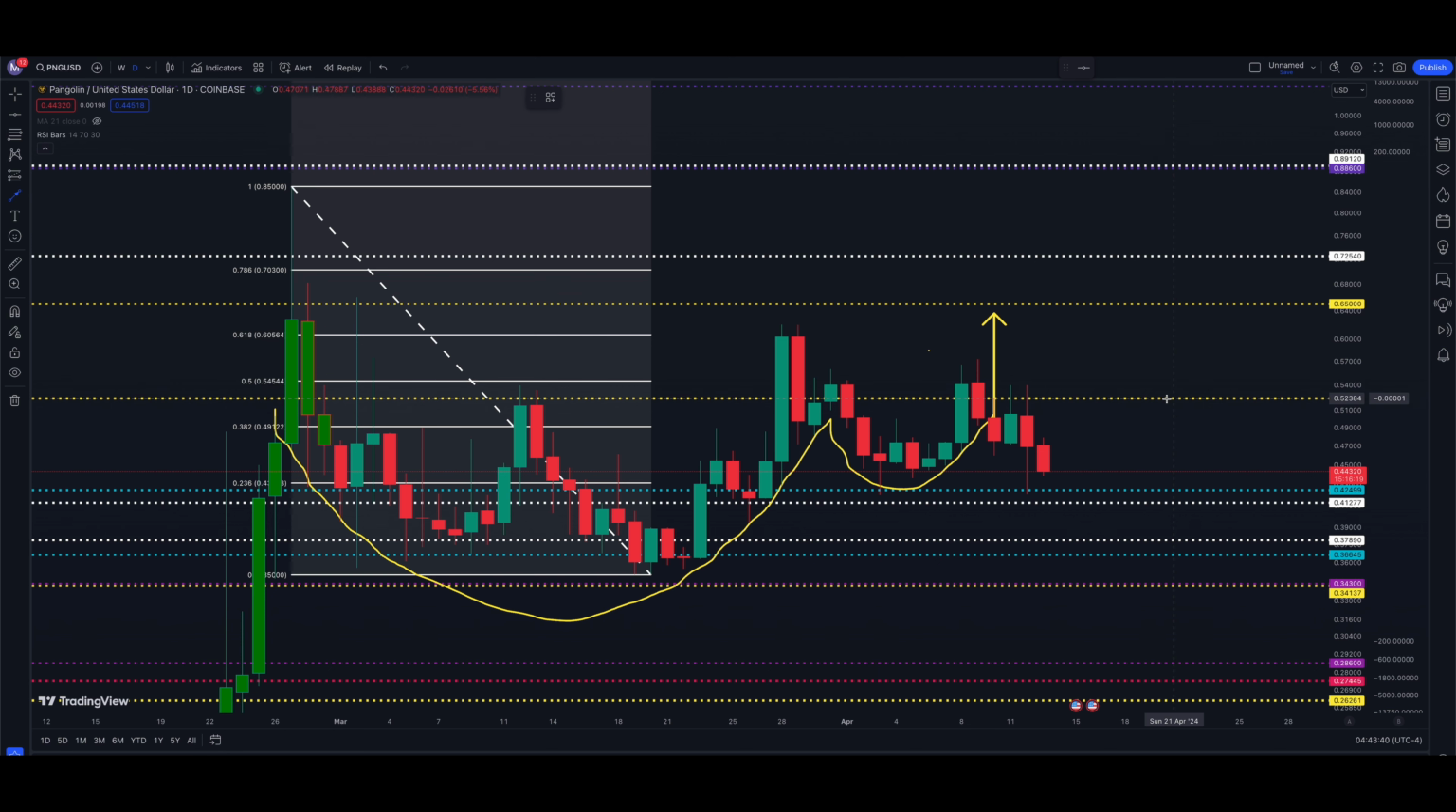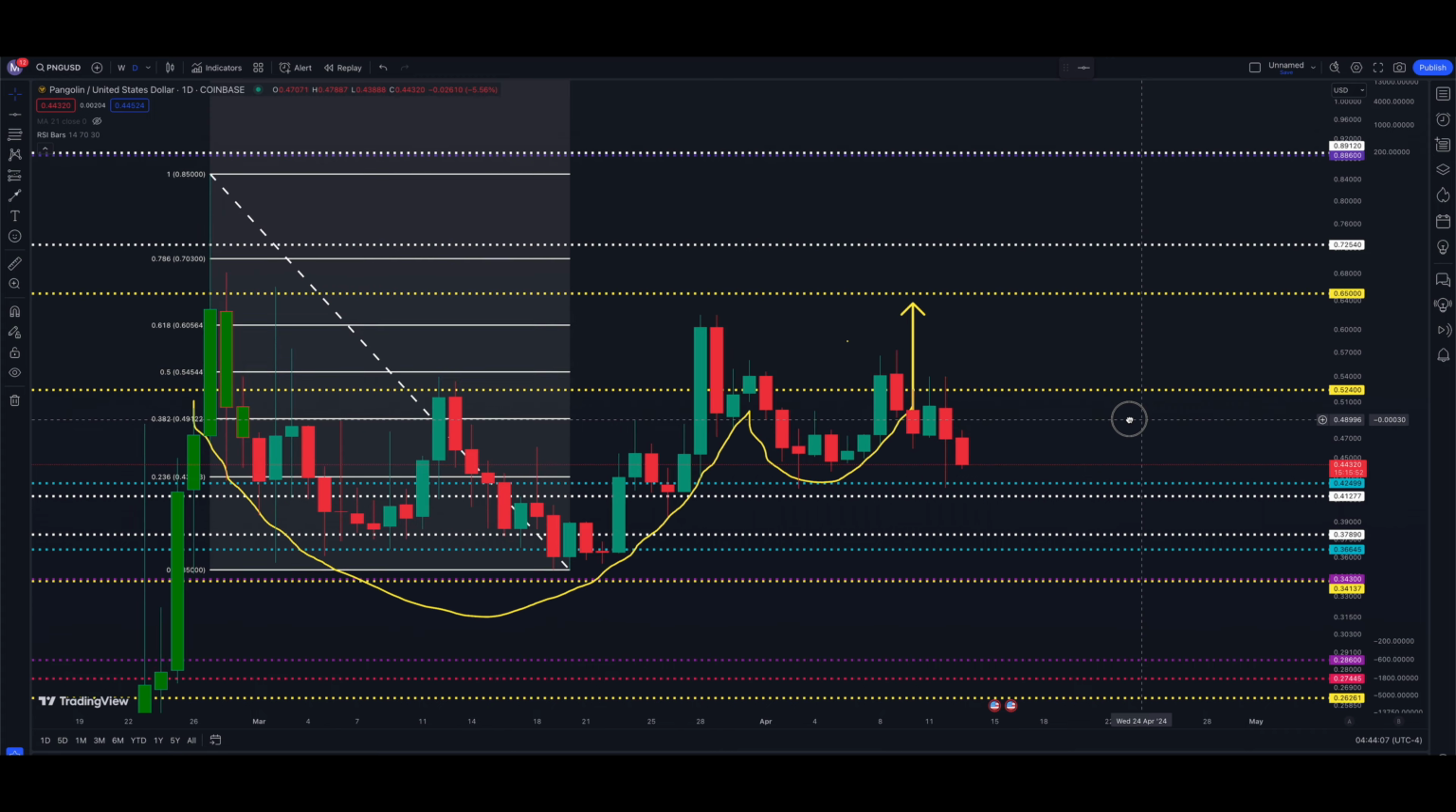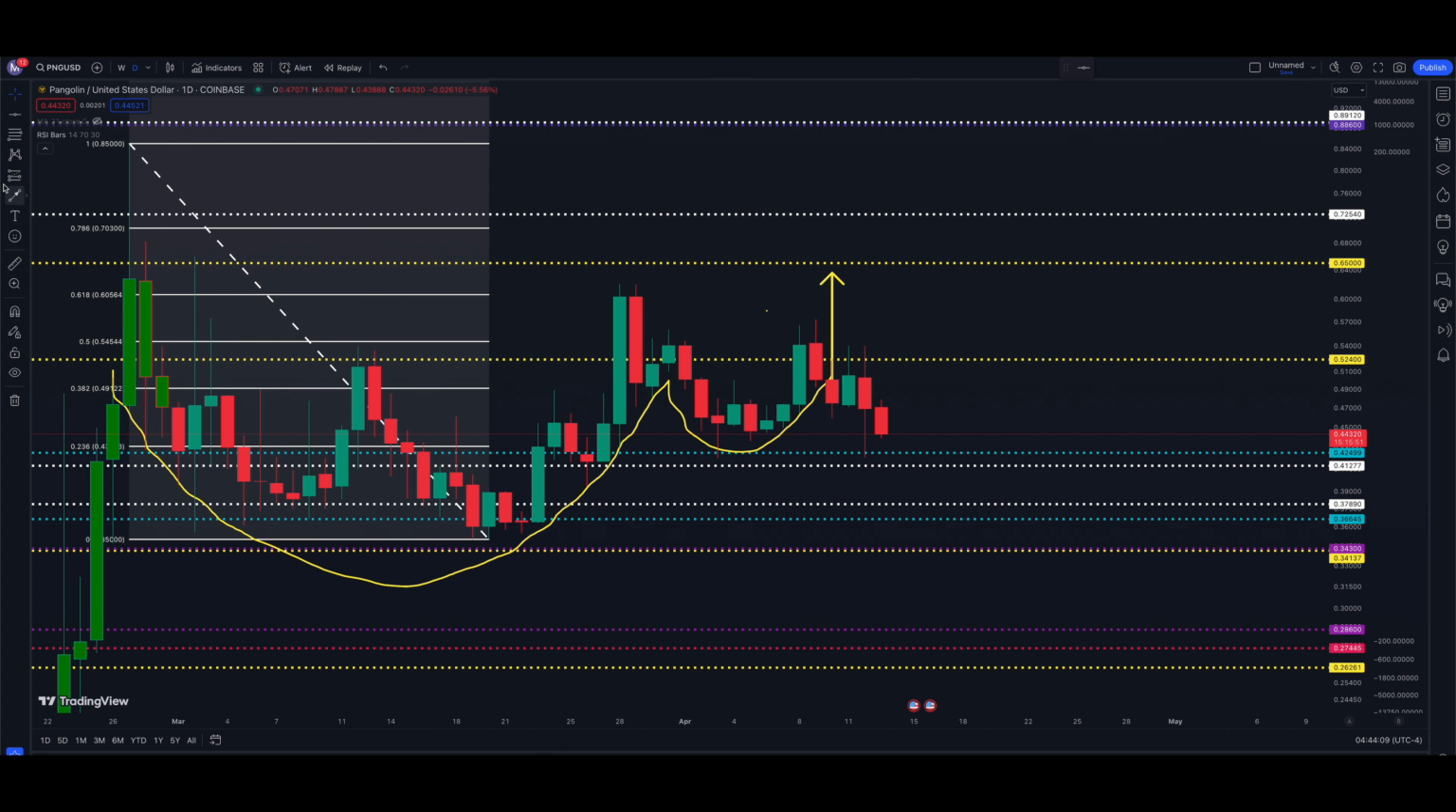But you could still look at it from a bigger picture and say, oh, well, we're just still within this base. And yes, that is true. So sometimes I like to keep an eye on obviously what's going on in the bigger picture, but also keep an eye on what's happening in the smaller picture and maybe getting on board or off when trends start to change within a bigger pattern. So that's pretty much what I'm watching here for PNG.